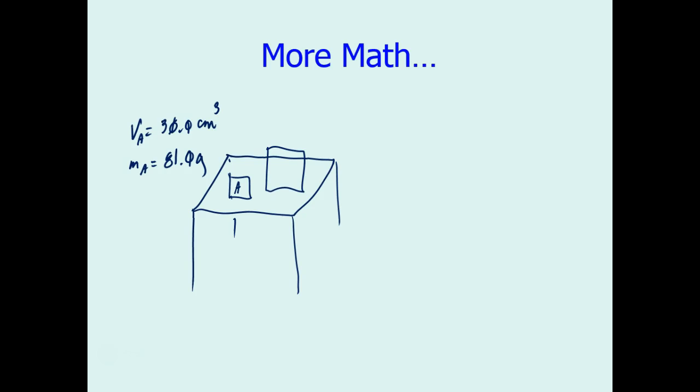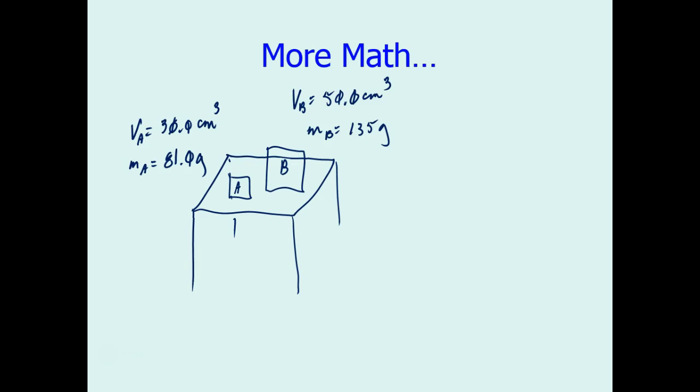Now, block B, on the other hand. It has a volume, so the volume for block B would be 50.0 cubic centimeters. The mass for B would be 135 grams. Notice they don't put a 0.0 there because that has 3 significant digits right there. Okay.